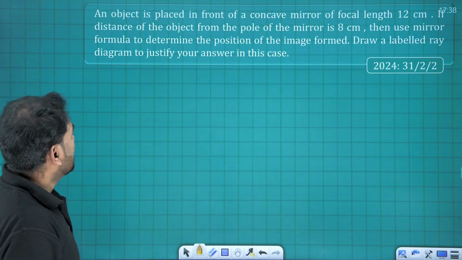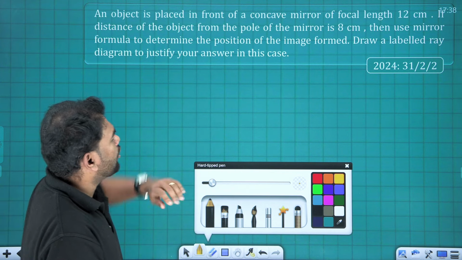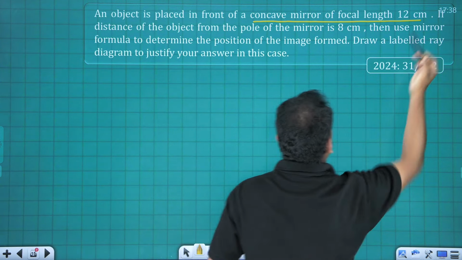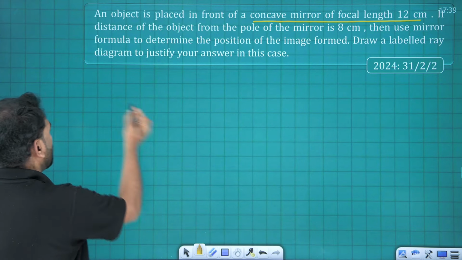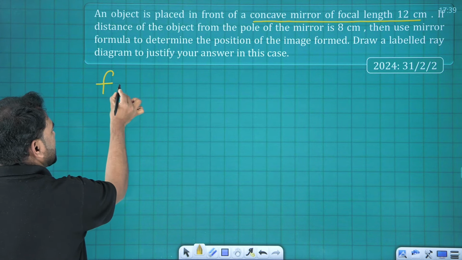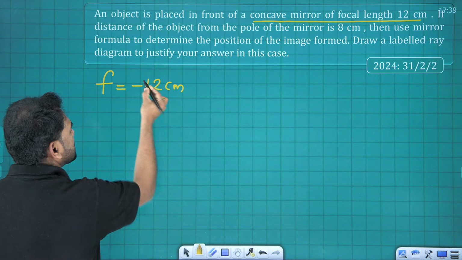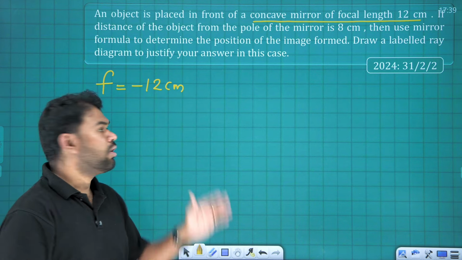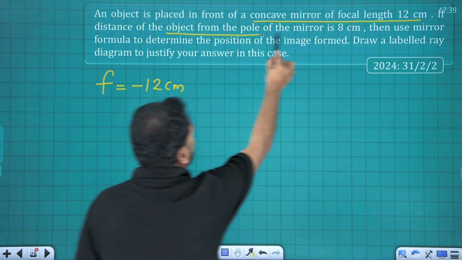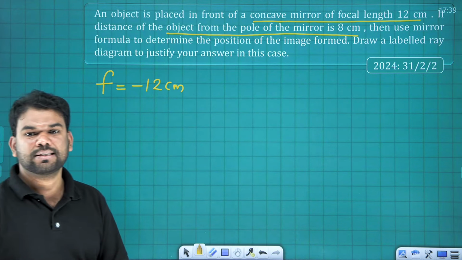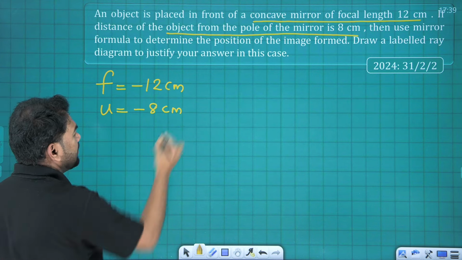Okay, next question is also based on a numerical. An object is placed in front of a concave mirror of focal length. So the question is based on concave mirror. You know that sign convention is very important. Focal length given 12 centimeter. Concave mirror means the focus is on the left side, so you have to give a negative sign. Now, the distance of the object from the pole of the mirror is 8 centimeter. Object distance is always, you know that, negative, so minus 8 centimeter.